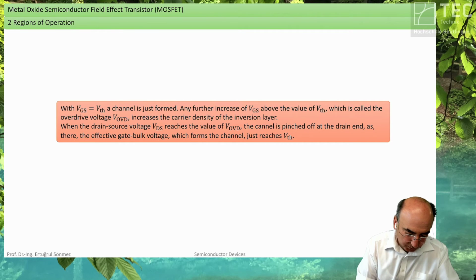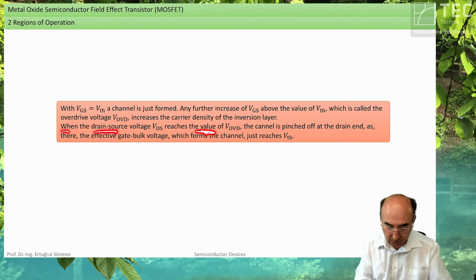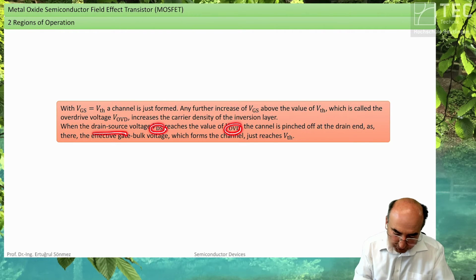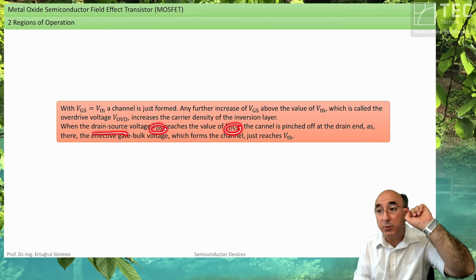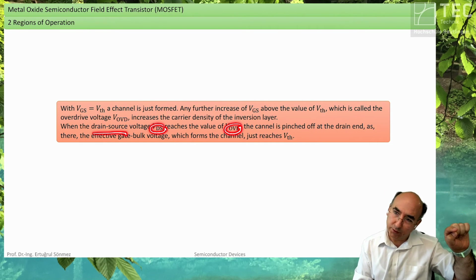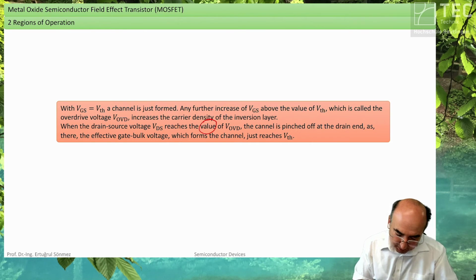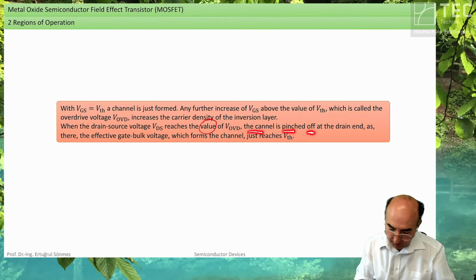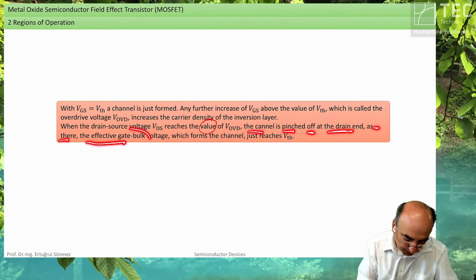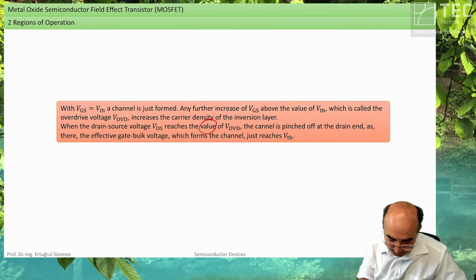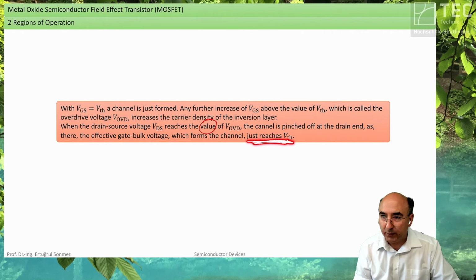Now, when the drain source voltage reaches the value of the overdrive voltage. Because the drain source voltage is the voltage between drain and source, and the overdrive voltage is just a value which appears between gate and source. Therefore, I say value. The channel is pinched off, it's squeezed out at the drain end, as there the effective gate bulk voltage, which I tried to point out here with my fingers, just reaches the threshold value.